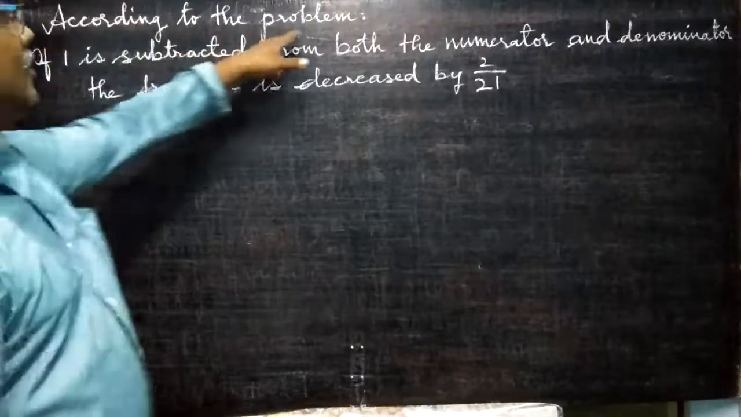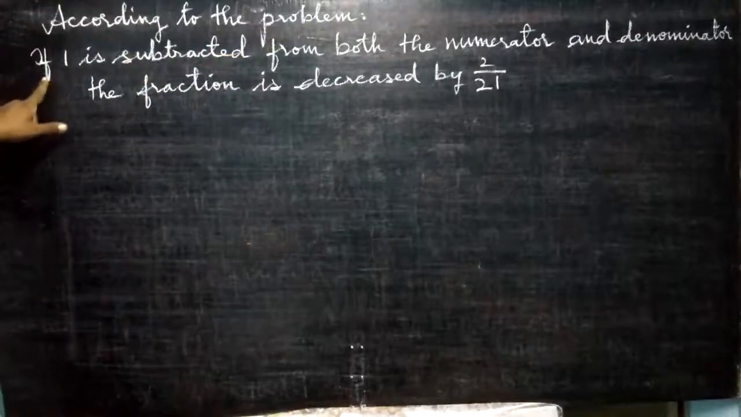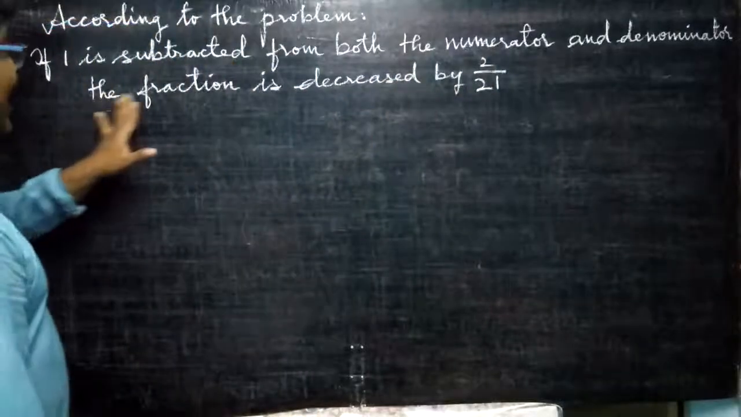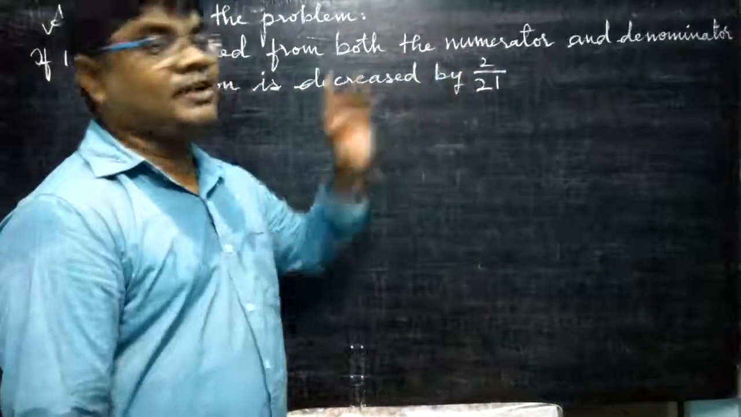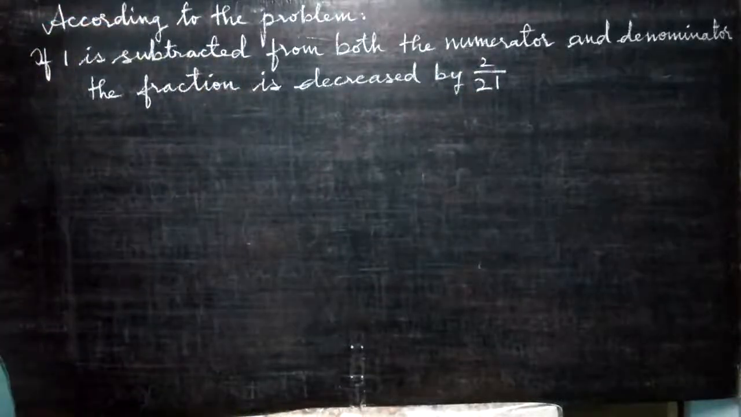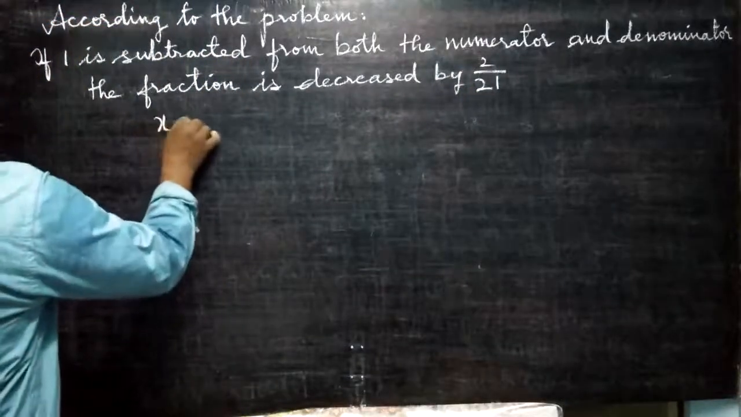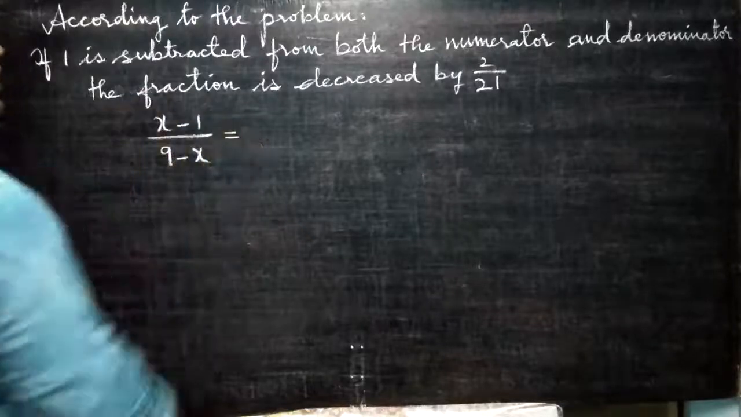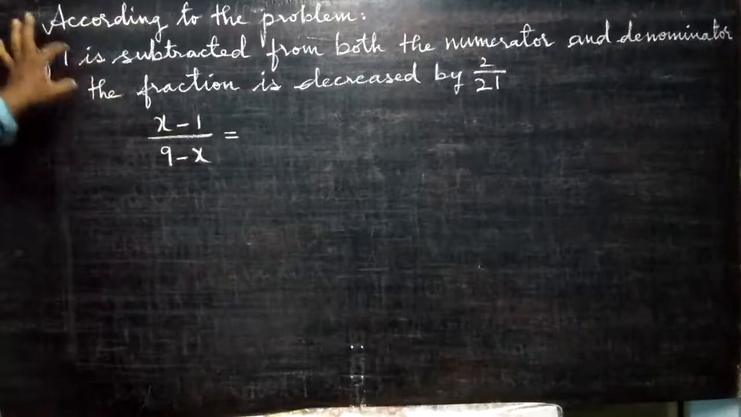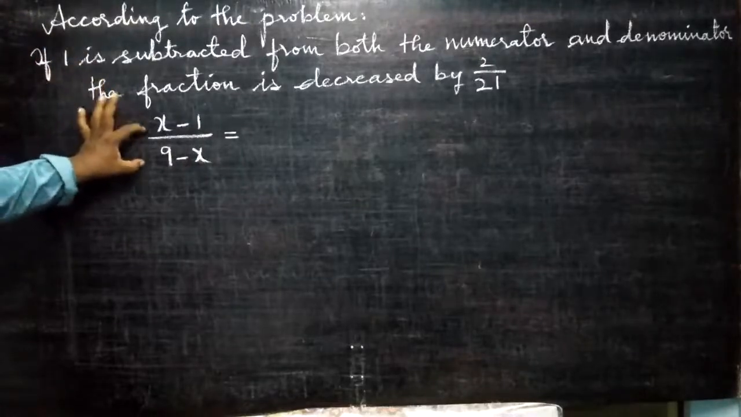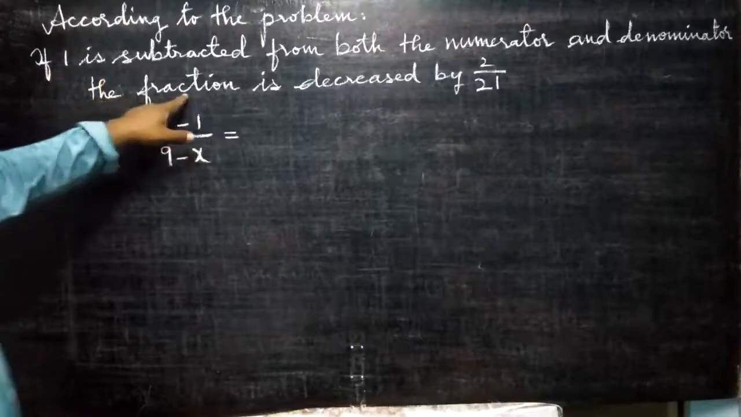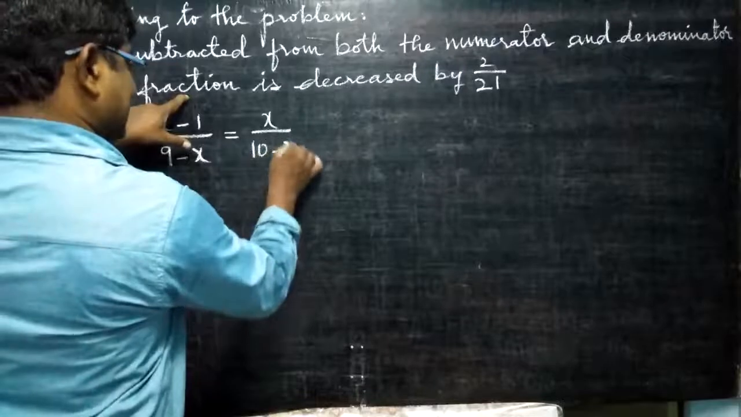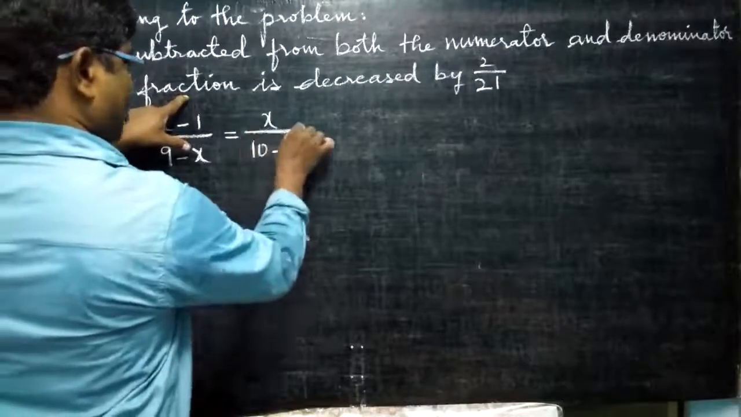Now according to the problem, they have given a condition. If 1 is subtracted from both numerator and denominator, the fraction is decreased by 2 by 21. What answer we got when we subtracted? x minus 1 by 9 minus x we got. This is the fraction when 1 is subtracted from both numerator and denominator, equal to the fraction. What is the fraction we thought? x by 10 minus x. This is the fraction we thought.